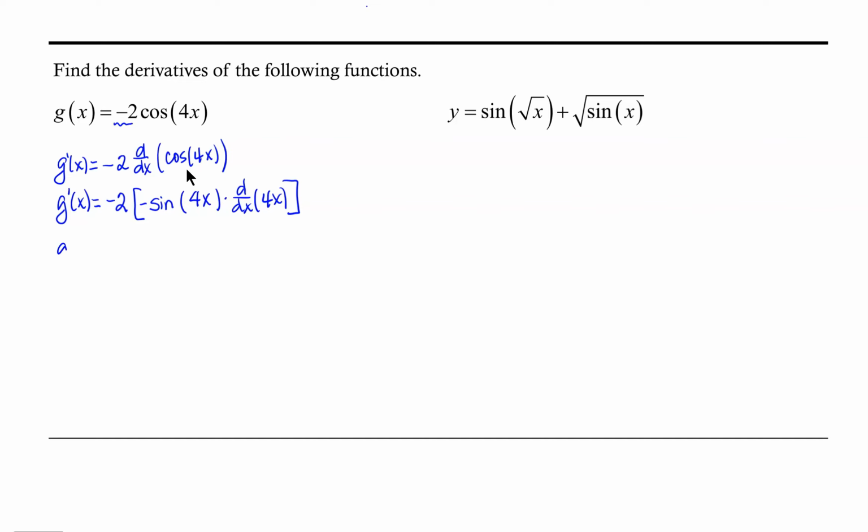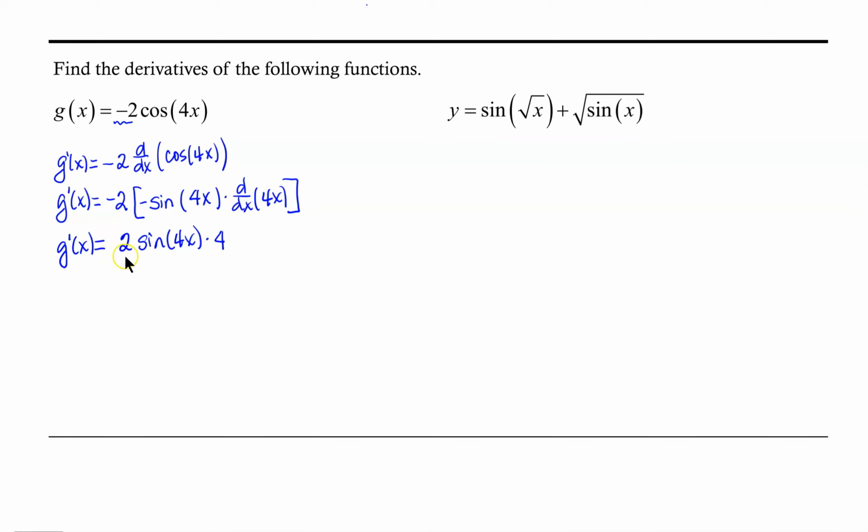So then we are now ready to find the derivative of that argument, or the derivative of 4x. And we have a negative of a negative, so we're going to say that's positive sine of 4x times the derivative of 4x, which is 4. And now we can go ahead and multiply our 2 and our 4, and so we end up with g prime of x equaling 2 times 4 is 8 sine of 4x. So there we have the derivative of g of x.